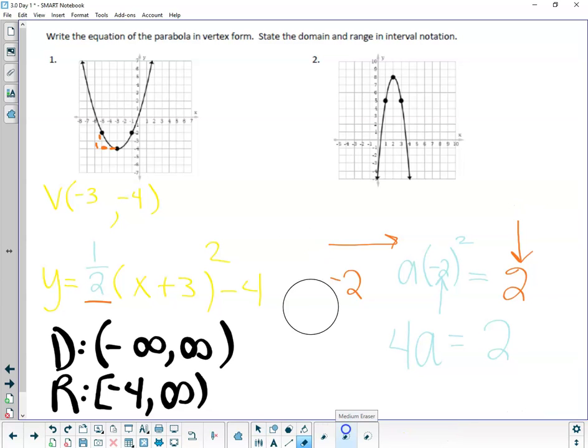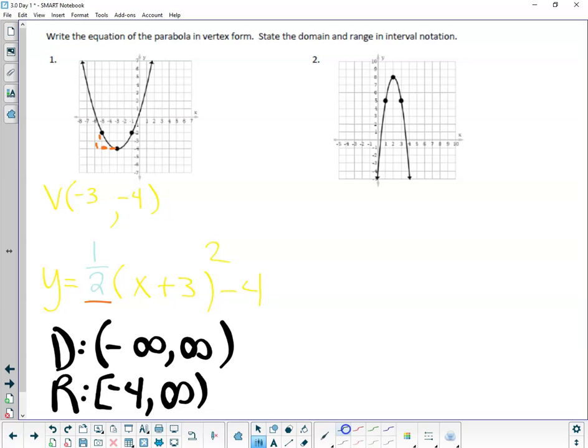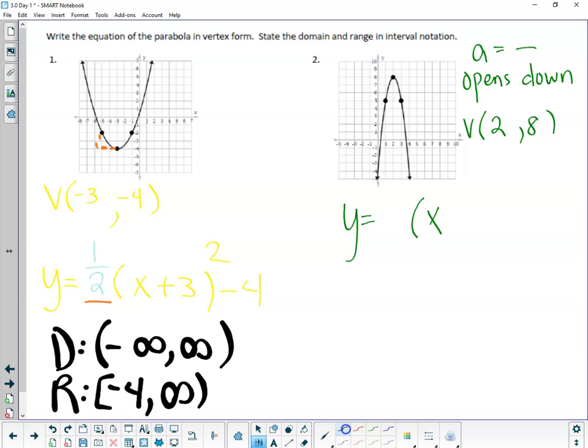Let me erase this work here. Let's take a look at number 2. So first of all, for number 2, the a value is negative. And I know that the a value is negative because the graph opens down. Let's go ahead and take a look at the vertex. The vertex on this is going to be (2, 8). So y equals, I'm going to draw my setup here. Notice it's -2 in parentheses, tag that +8 at the end.